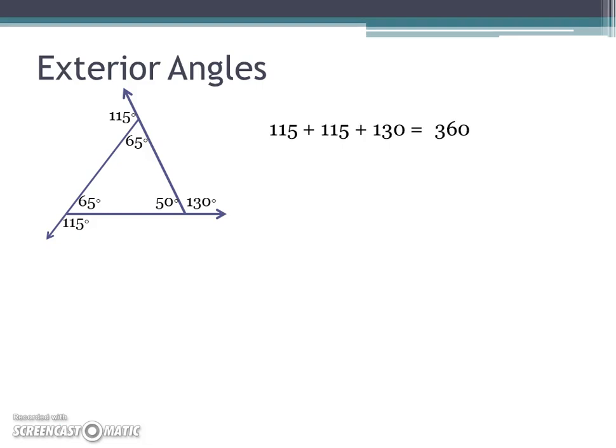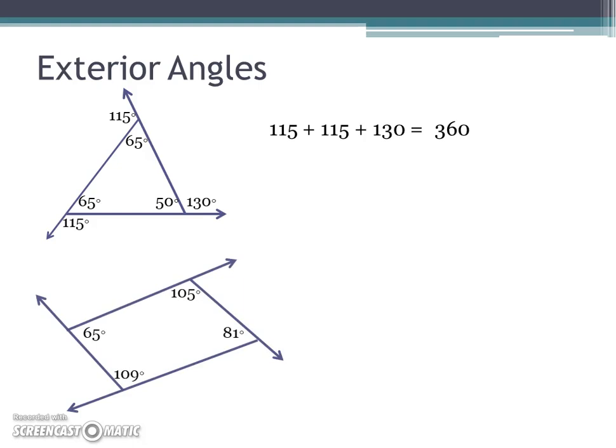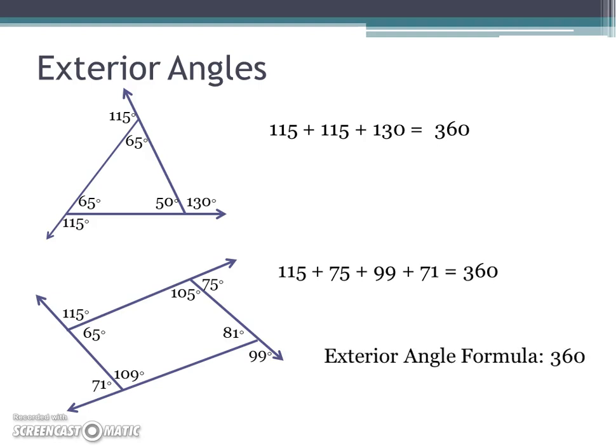So let's look at a quadrilateral and see if there's a pattern. To find all exterior angles, we do 180 minus again to find 71, 115, 75, and 99. When we add those together, we also find it's 360. So the exterior angle sum is just 360. There's no actual substitution to it, it's just a number.